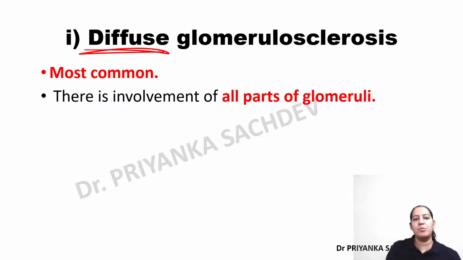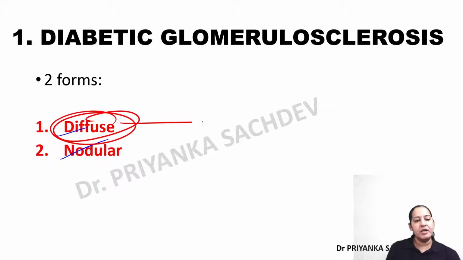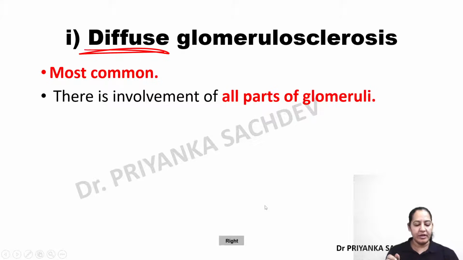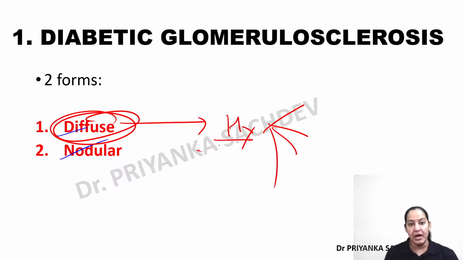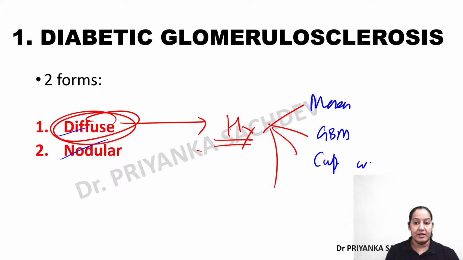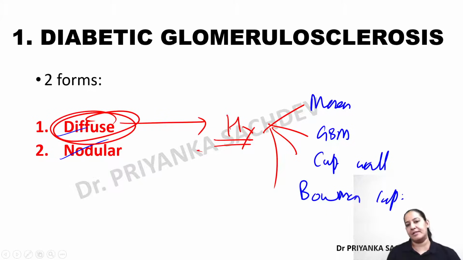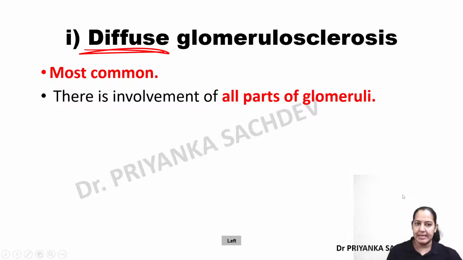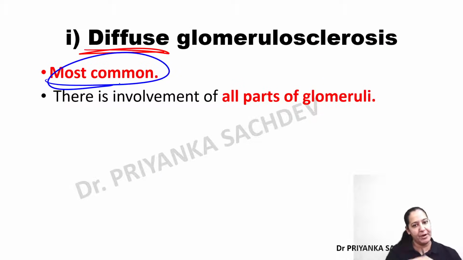The diffuse one is more common. First, let me teach you diffuse. In diffuse, hyaline is deposited at 4 places. 1, 2, 3, 4. So what are the 4 places? It is deposited in the mesangium. It is deposited in the glomerular basement membrane. It is deposited in the capillary wall, the cap of a capillary, and it is deposited in the Bowman's capsule, that is capsular drop. Everyone give me a thumbs up. Can you appreciate? Yes. It is more common as compared to nodular.